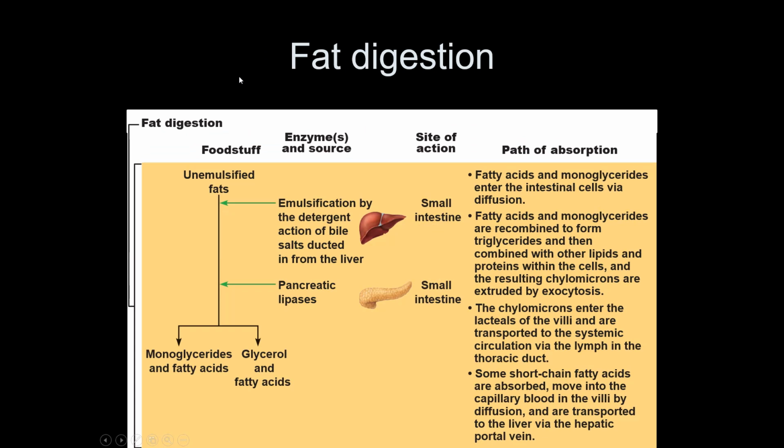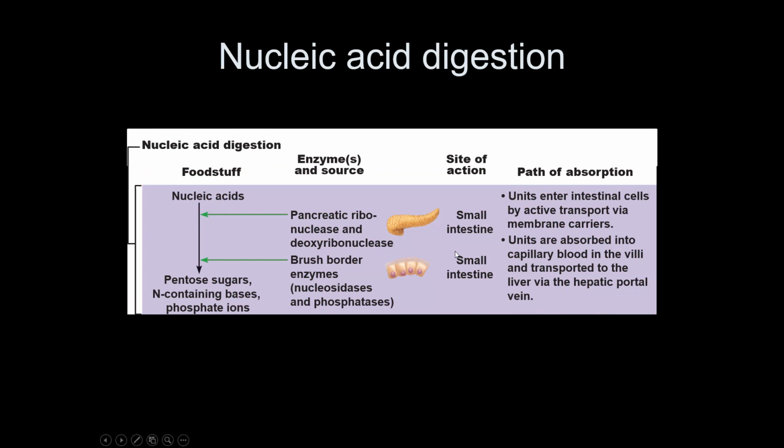Next up, for fats. The bile helps with emulsification. It's, of course, produced by the liver, stored by the gallbladder. Pancreatic lipase can work after we've emulsified it. The pancreas produces that, and what that does is it breaks the fats down into glycerol and then fatty acids. And so this is what we're going to be able to absorb, is the glycerol and fatty acids.